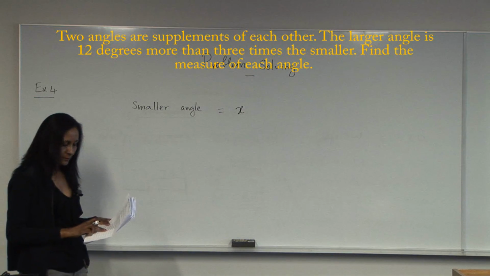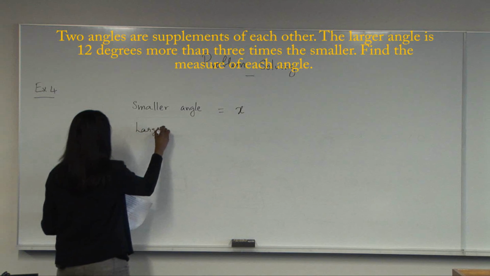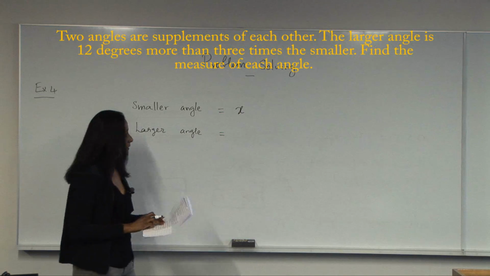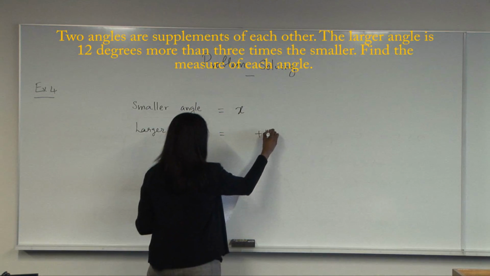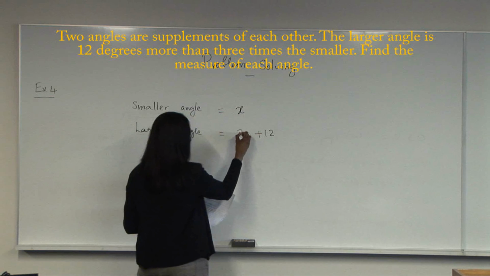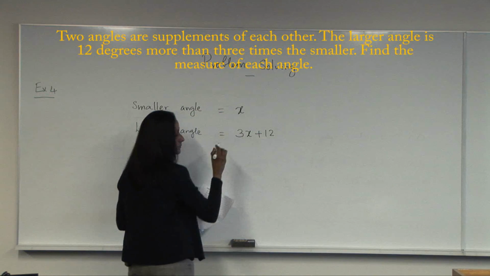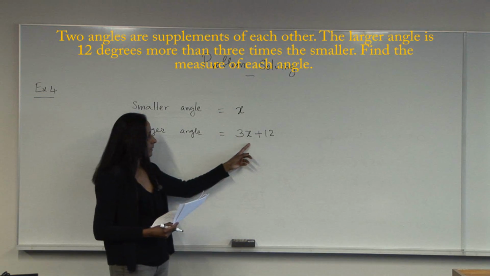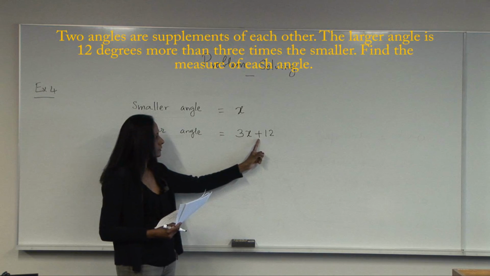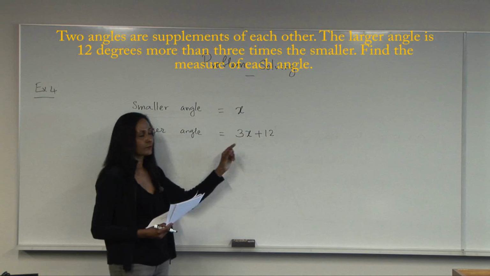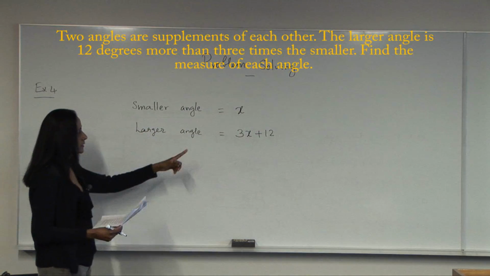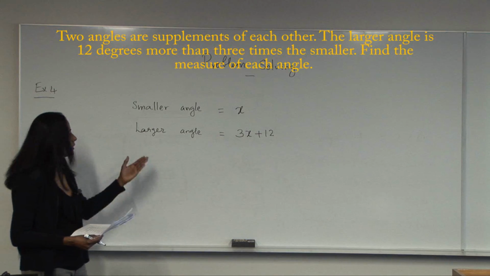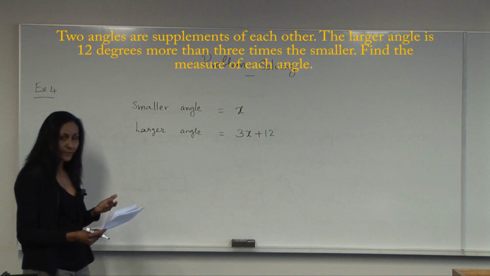So the larger angle is 12 degrees more than 3 times the smaller. Okay, you have to set up this one right. 12 degrees more than 3 times the smaller. So you have to be very careful when you write this expression. Now we have the smaller angle x, larger angle 3x plus 12, and another condition is given.